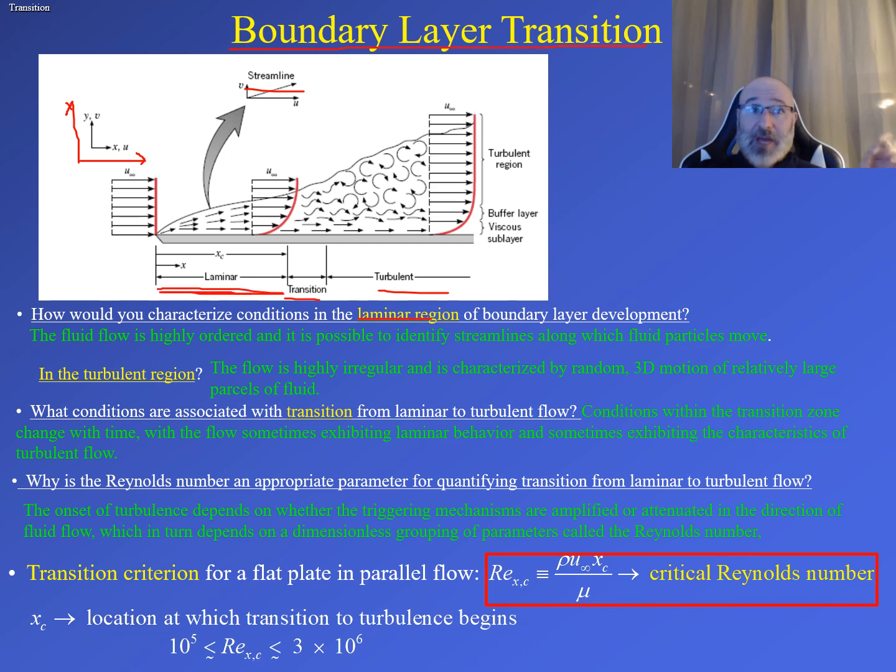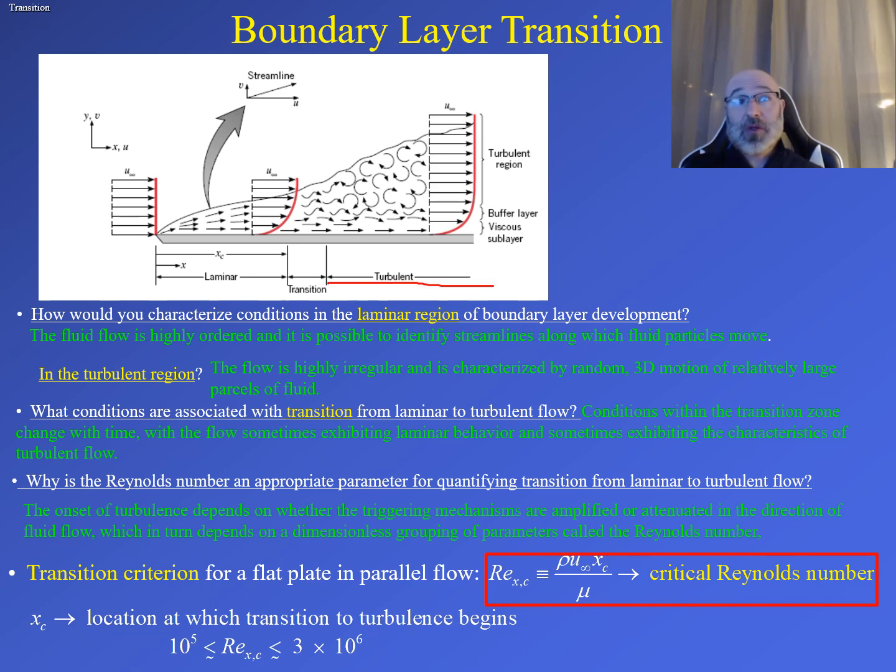So now we're just looking at our laminar region right here from our diagram. What we can say about this is that the fluid flow is going to be highly ordered, and we can see that right there. It's very highly ordered, and it is possible to identify streamlines along which the fluid particles are going to move. So that's what we can say about our laminar region. Next we'll discuss our turbulent region right here.